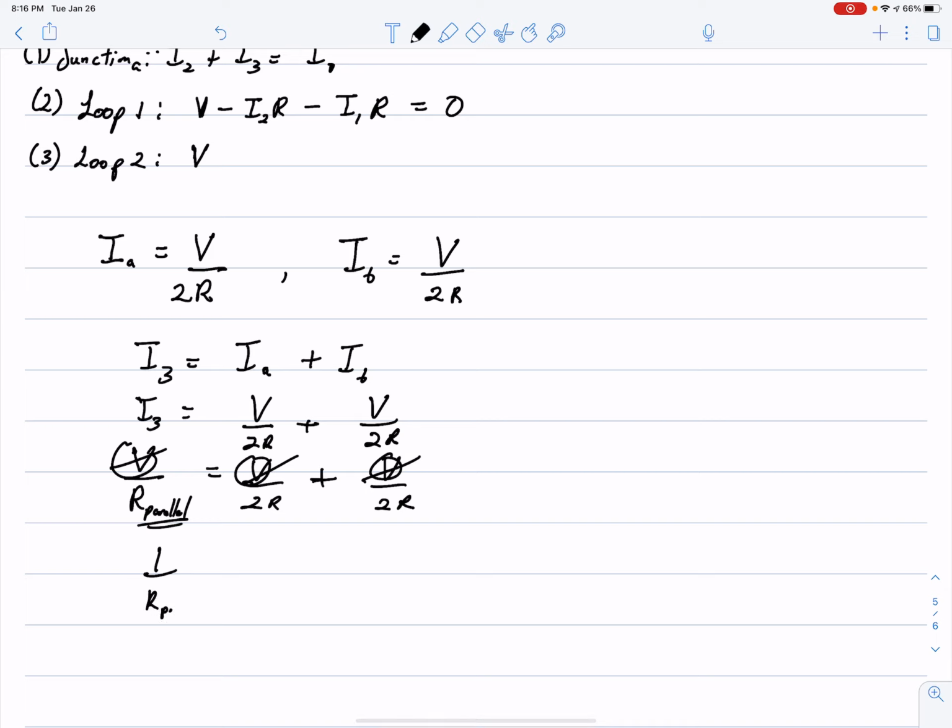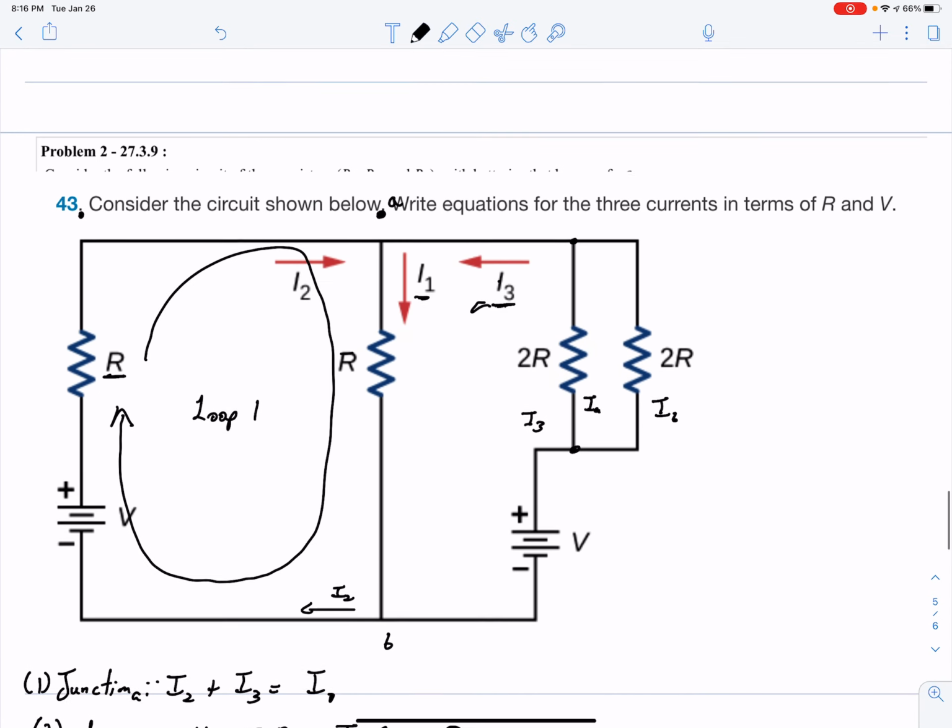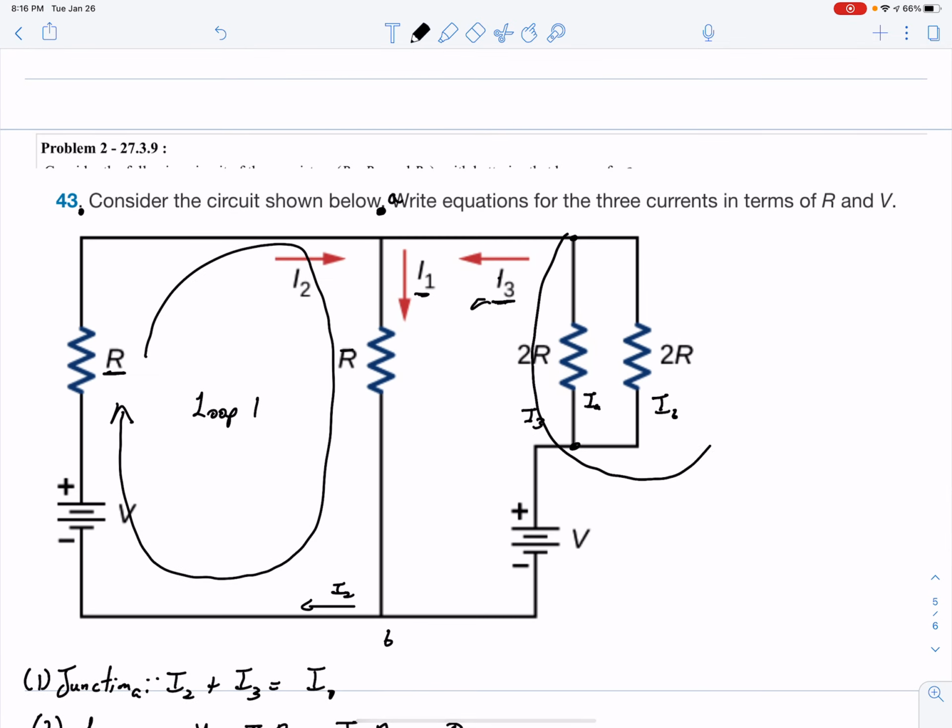And I am left with 1 over R parallel equals 2 over 2R, because now I am summing these two together. And I have 1 over R. To get R parallel, I just have to flip them, and I get R as being the value, the total resistance accounted for in the system. And now you can treat it normally like these other resistors. Okay?